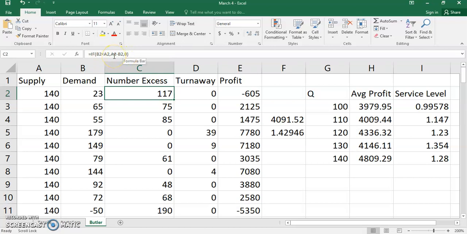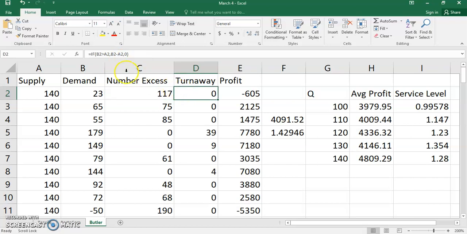If, on the other hand, B was greater than or equal to A, then I don't have any excess, so I'll result 0. So the way I'm reading this formula is if the demand is less than supply, then what I want Excel to tell me is the difference between the two numbers. That'll be the excess. Otherwise, 0 is the excess. So that's where I got that formula.